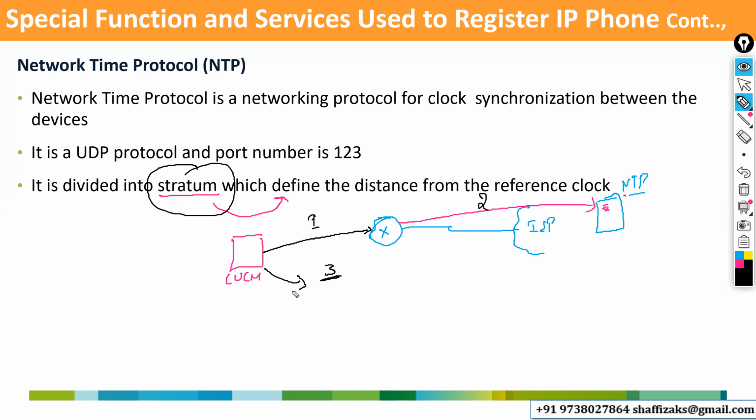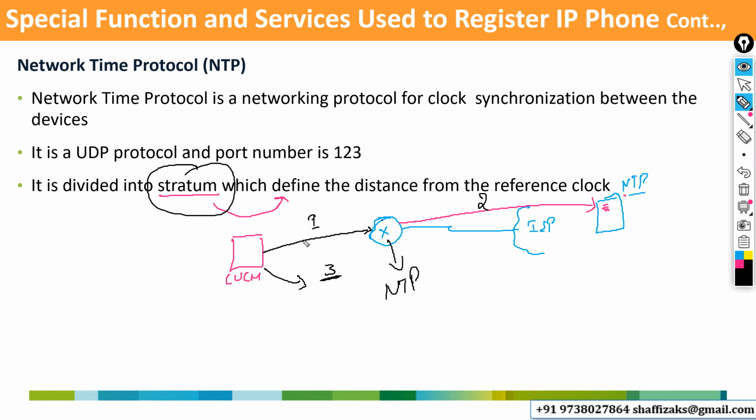NTP will not work properly. Cisco recommends always to go with less than stratum 3. Means if the CUCM wants to be synchronized with the NTP, it should be less than 3 stratum. So that's the reason what we do here. We are going to configure NTP on the router itself.